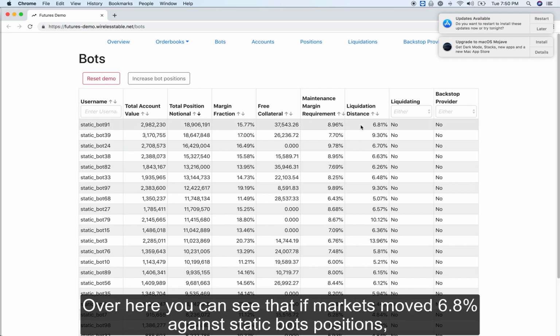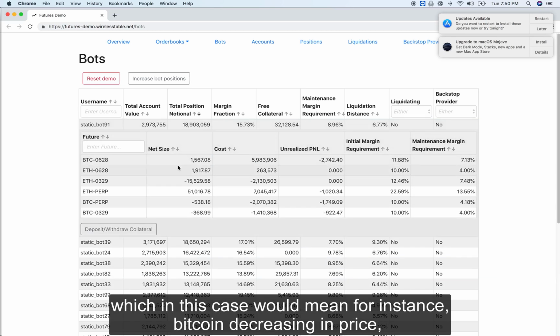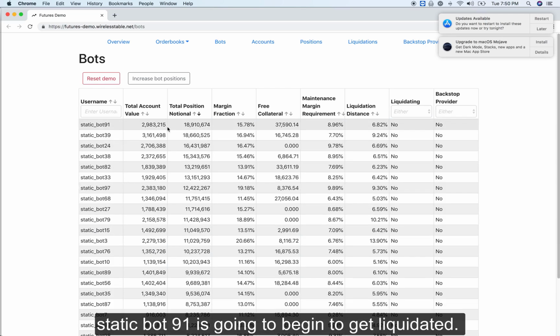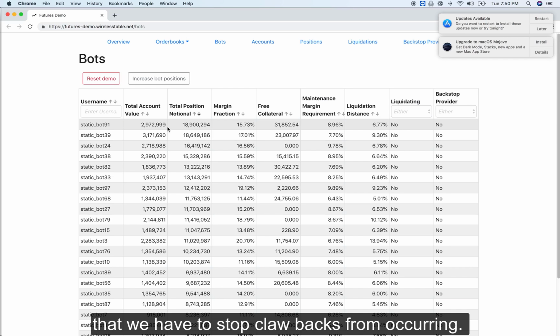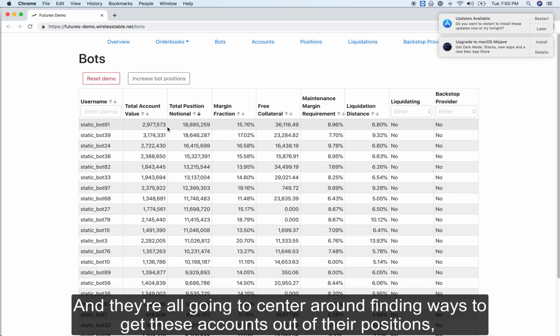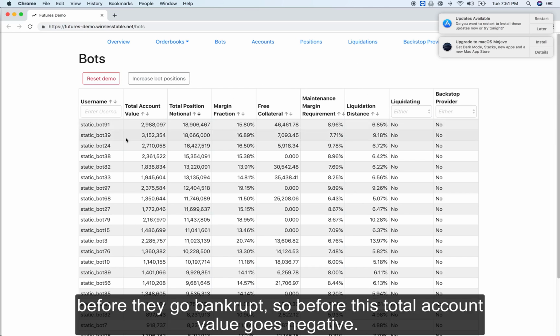Over here, you can see that if markets move 6.8% against StaticBot's positions, which in this case would mean, for instance, Bitcoin decreasing in price, StaticBot91 is going to begin to get liquidated. So I'm going to simulate what happens if there are liquidations and explain the various mechanisms that we have to stop clawbacks from occurring. And they're all going to center around finding ways to get these accounts out of their positions before they go bankrupt, so before this total account value goes negative.